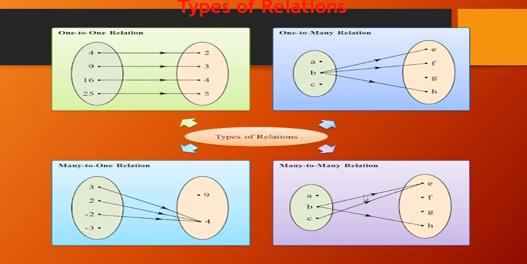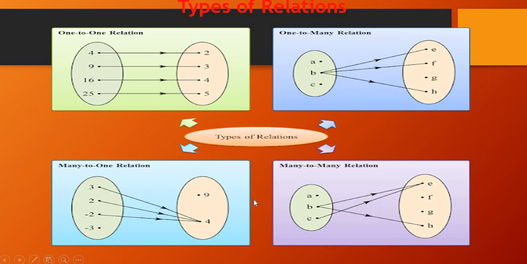Many-to-many relation, which is my 4th diagram here. Note here you have B mapped onto E, B is also mapped onto H, and you have C mapped onto E. So where you have more than 1 element in the domain mapped onto more than 1 or the same elements in the codomain, this is an example of a many-to-many relation.